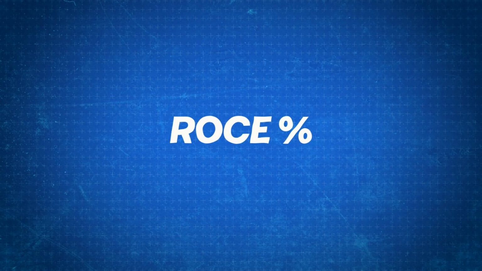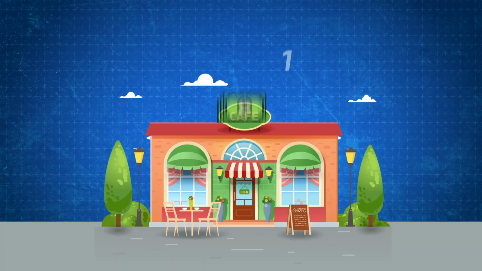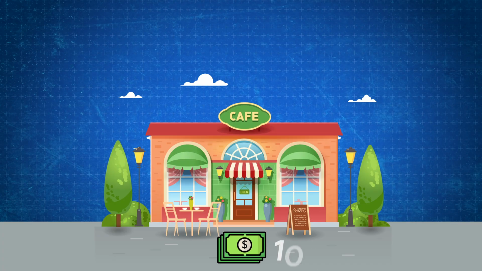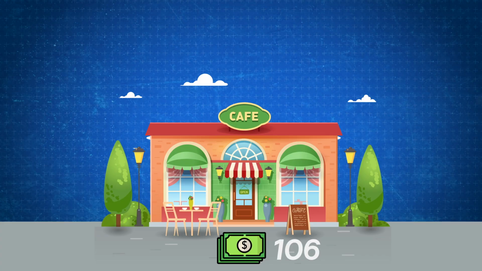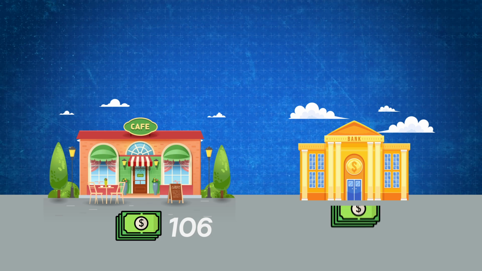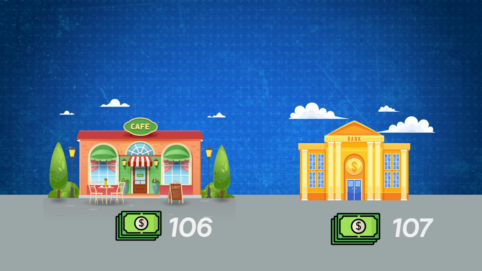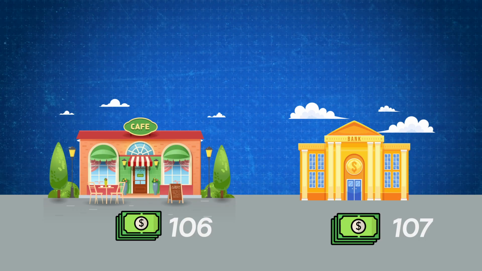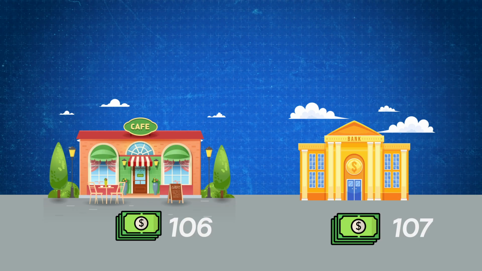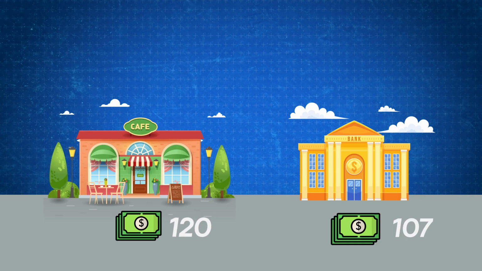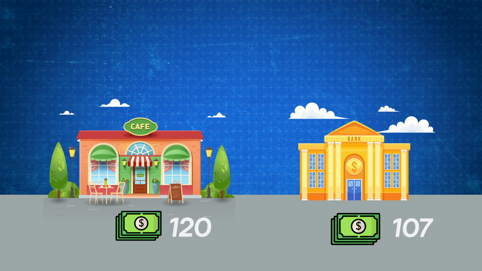ROCE percent, return on capital employed, the big boss of ratios. Imagine the seller put 100 rupees into the shop. Furniture, shop, machines. How much return did that 100 rupees generate? If the ROCE is 6% and the bank gives 7% on a fixed deposit, the business is useless. The seller should sell the shop and put the money in the bank. You generally want to see this above 15 to 20%. It proves the business is a money-making machine.